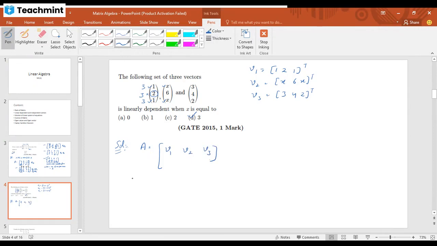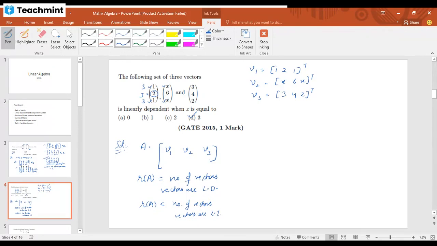So what is the criteria? The criteria is, if the rank of a matrix is equal to the number of vectors, then we say that the vectors are linearly independent. And if the rank of the matrix is less than the number of vectors, then the vectors are linearly dependent.